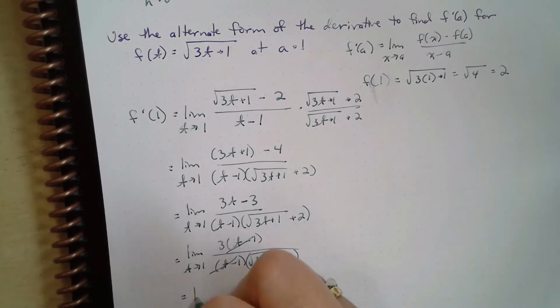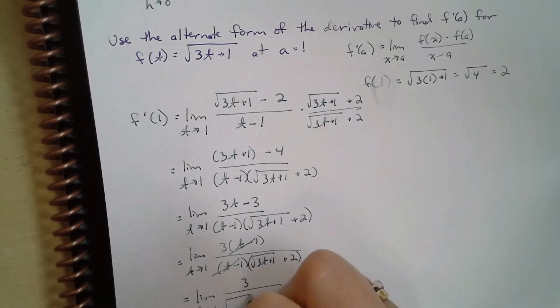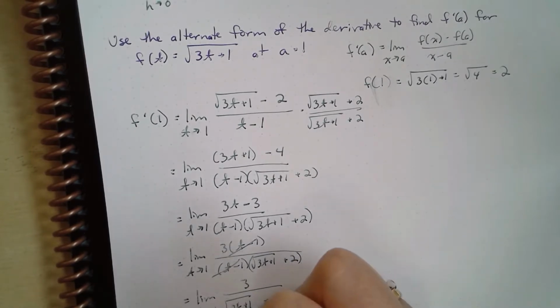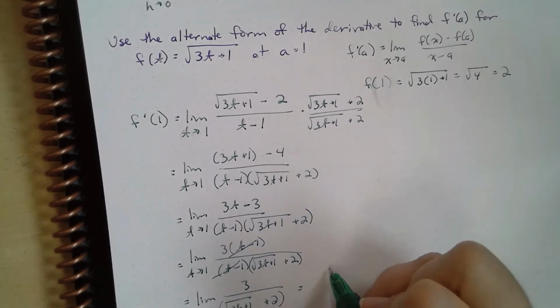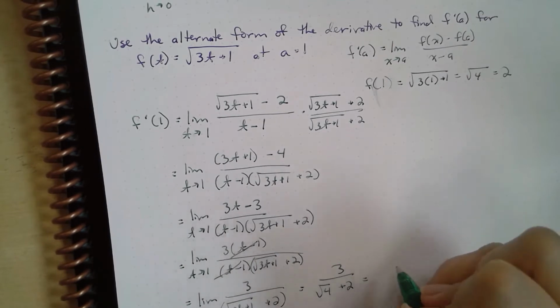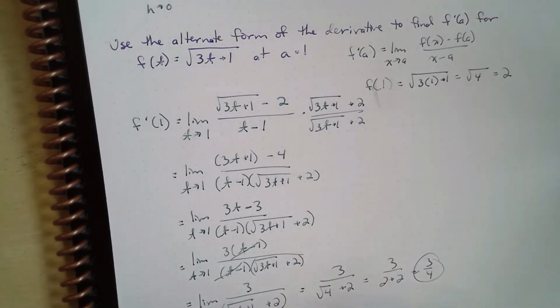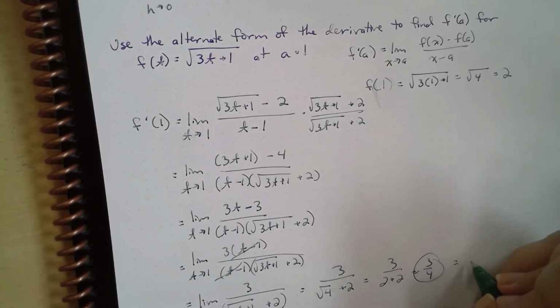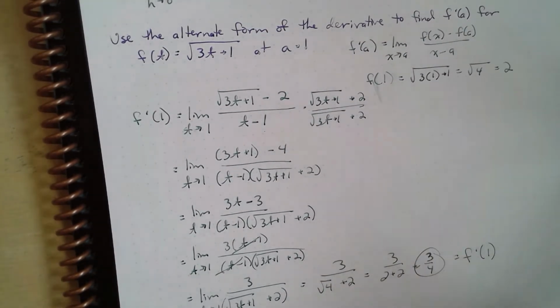So now we have the limit as t approaches 1 of 3 over (the square root of 3t plus 1 plus 2). And as t approaches 1, we're going to get 3 over (the square root of 4 plus 2), which equals 3 over (2 plus 2), which equals 3/4. So that's our slope: f prime of 1 is equal to 3/4. Kind of fun, huh? All right, let's do 2 more examples.